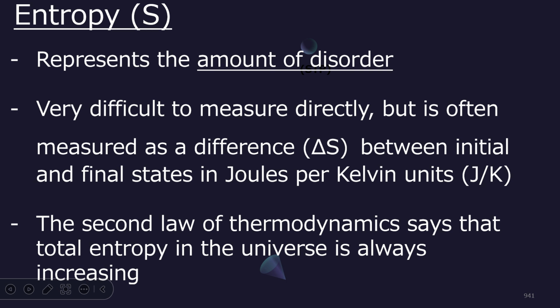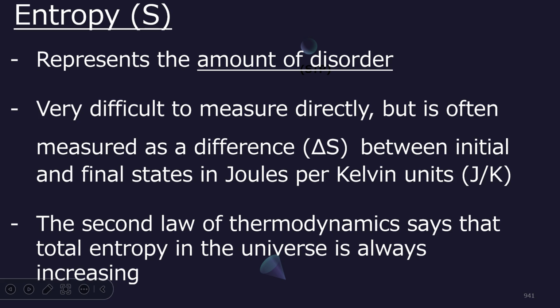Simply put, it represents the amount of disorder and disorganization in a system. Very difficult to measure this directly as well, but again, it's often measured as a difference, delta S, between 2 points, initial and final state, in units of joules per Kelvin. So it's like energy units per temperature.